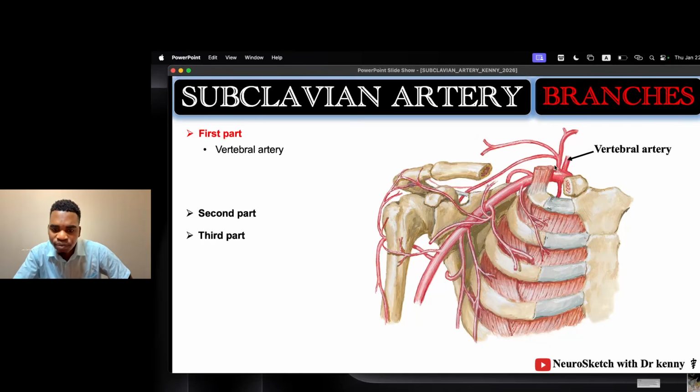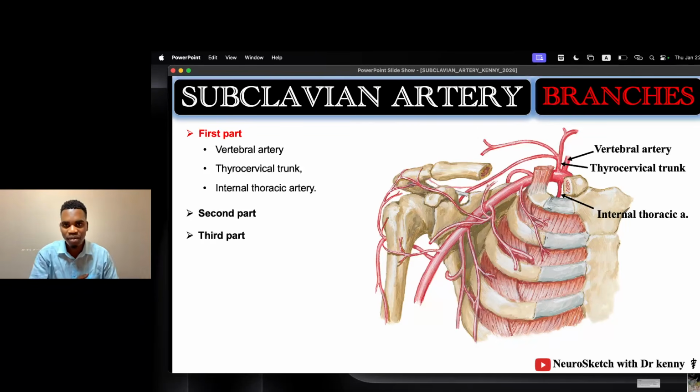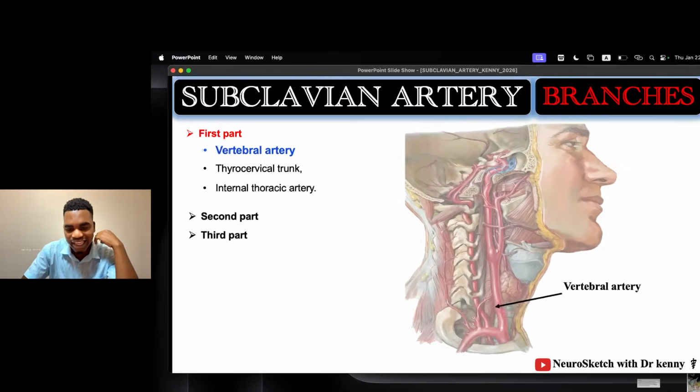The second branch is called the thyrocervical trunk. The thyrocervical trunk is also coming from the first part of the subclavian artery. And we also have an artery which is descending downward here. What do you think it could be? We discussed it, and that is the internal mammary artery, the famous internal thoracic artery, which is also called the internal mammary artery. I'm going to put the link below for you to recall it. But let's see the vertebral artery again and again.